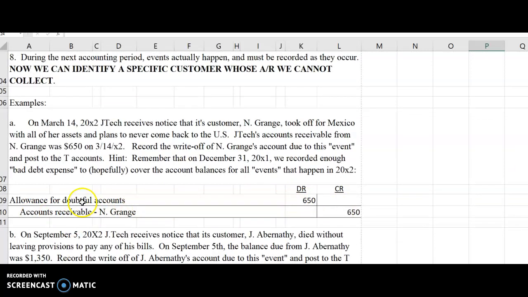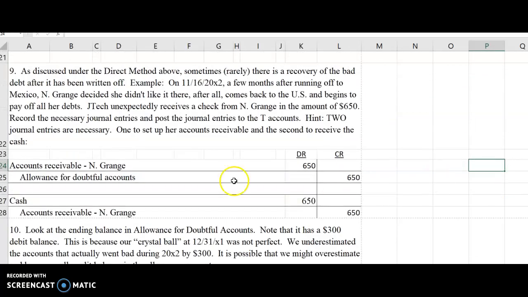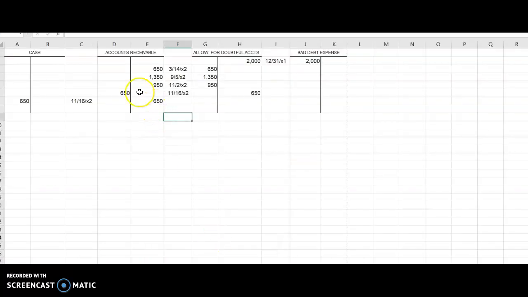which is simply reversing this journal entry here. We simply reversed it and set up her accounts receivable again. Then we receive the cash. Debit cash, credit accounts receivable, N. Grange. And it looks like this when we post it to the T accounts. November 16th, X2, debit accounts receivable, credit allowance for doubtful accounts, and the second journal entry, debit cash, credit accounts receivable.